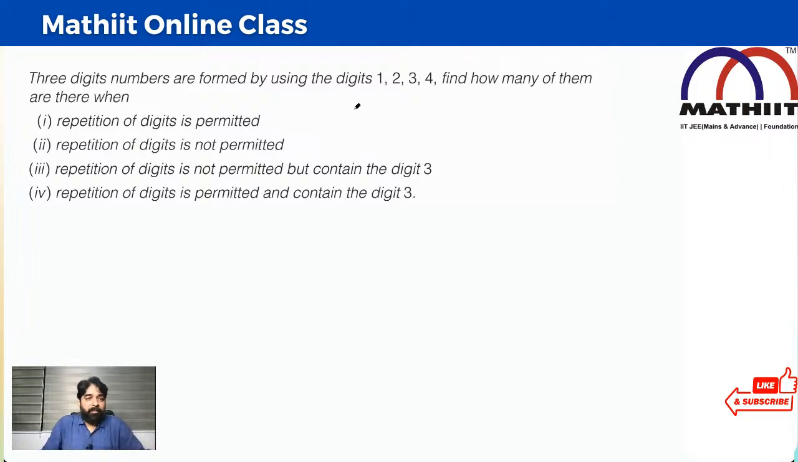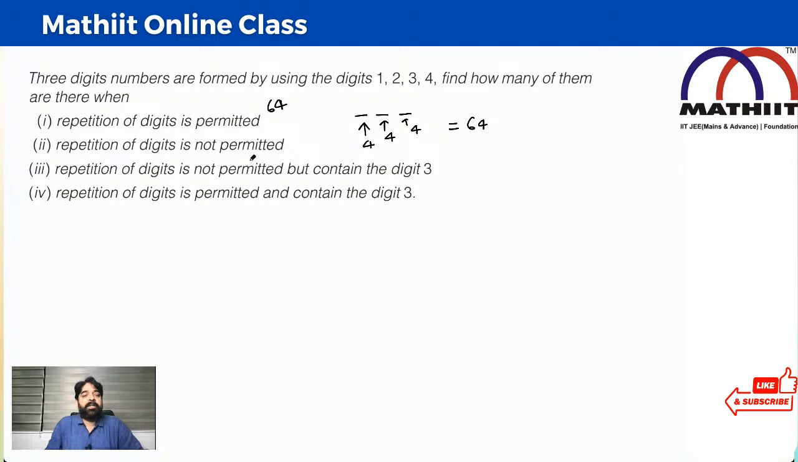3-digit number we have to form using 1, 2, 3, 4. Find how many of them are there when repetition of digit is allowed. Allowed means permitted. So 3-digit number I have to form, repetition allowed. This can be filled in 4 ways. This also can be filled in 4 ways. These are also 4. This is called the free arrangement. There is no restriction. So the answer will be 64. So the first part answer is 64.